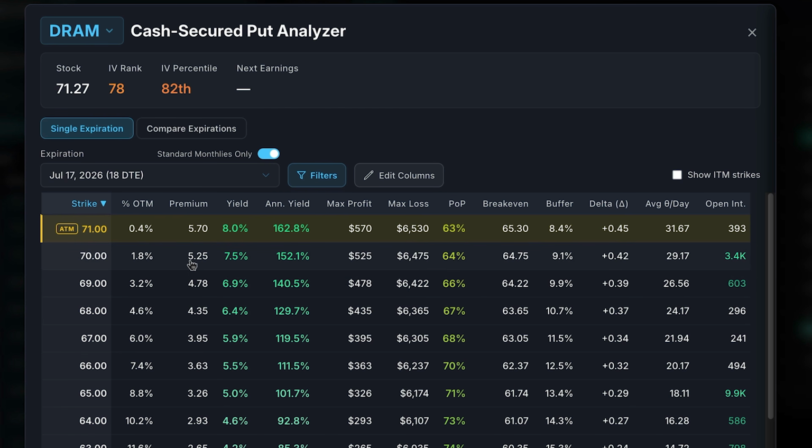in the selected expiration. We have the strike price, how far out of the money the strike price is, the premium I'm collecting, the yield potential, which is simply the premium divided by the strike price, the annualized yield, which just takes the yield and annualizes it for better comparison across different expirations and strike prices. Then we have the max profit and max loss, the probability of profit, and how far the stock price can drop before reaching the break even.